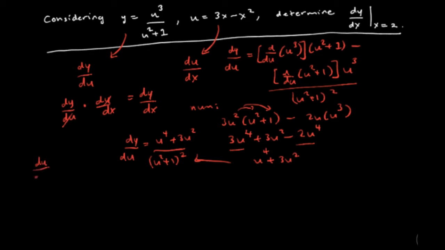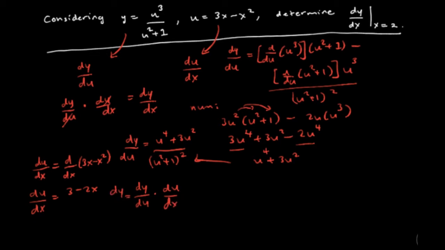Now if we want to find the derivative of u with respect to x, you want to take the derivative of 3x minus x squared with respect to x. And what you're going to see here is 3 minus 2x, right? So du over dx is equal to 3 minus 2x. And then you want to multiply the two, so you have dy over du times du over dx, which gives you dy over dx.